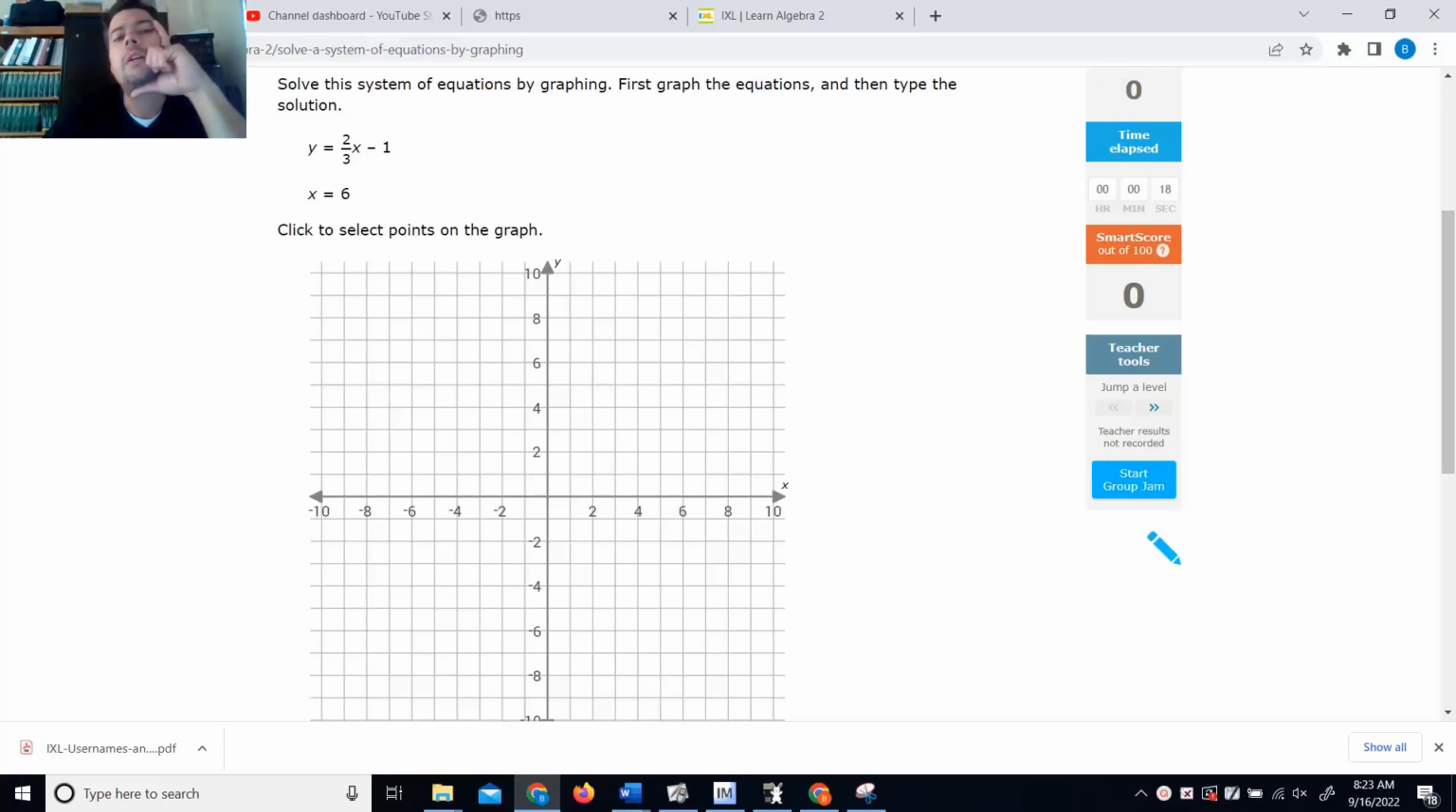Here the goal is to solve by graphing. So this guy is y equals mx plus b. So we're going to cross the y-axis at -1. And from there we're going to rise 2 and run 3. Rise 2, run 3. That line's done.